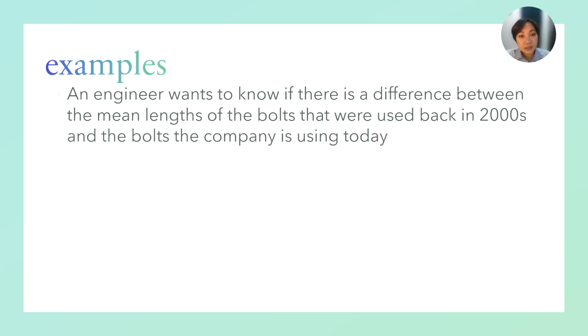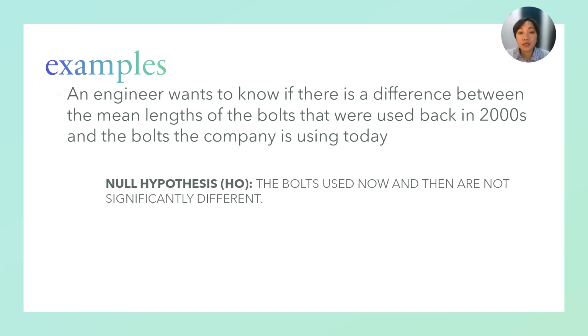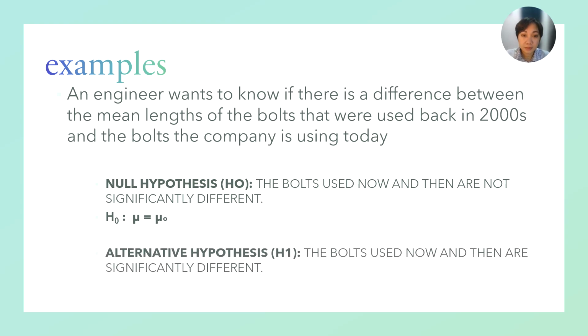Next, an engineer wants to know if there is a difference between the mean lengths of the bolts that were used back in the 2000s and the bolts the company is using today. The null hypothesis of that will be the bolts used now and then are not significantly different. So mu before is equal to mu right now. The alternative hypothesis of that is what the engineer wants to know. The engineer doesn't think that it's the same, so that will be his alternative hypothesis. The bolts used now and then are significantly different. So H1 is mu before is not equal to mu right now.